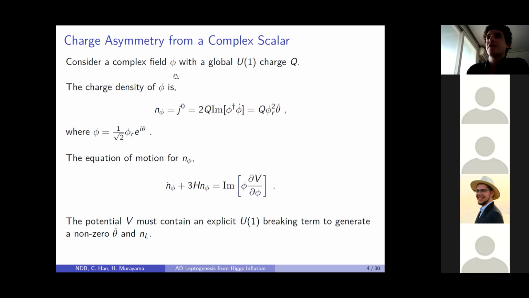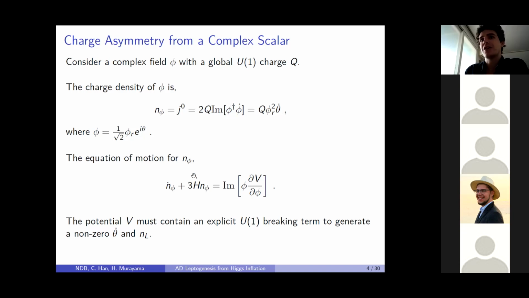If we write down the current and the associated charge density of this phi, it comes out in this form. And if we go into polar coordinates, so we pull apart our real scalar component and the complex phase, we find that the charge density is proportional to the time derivative of theta. Meaning that if we want to have some non-zero charge density associated with this phi, we require the generation of some theta dot, so some motion in this complex phase.